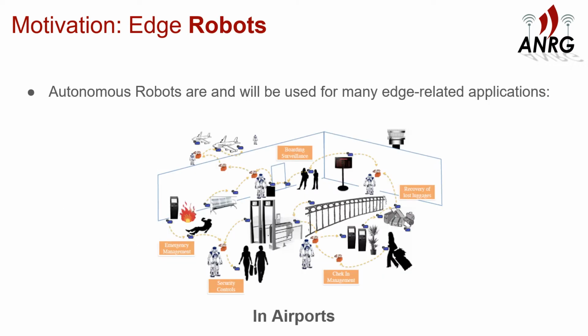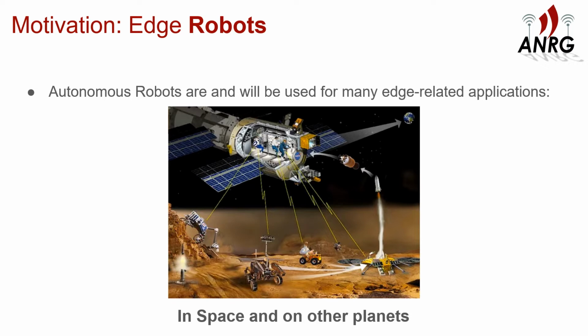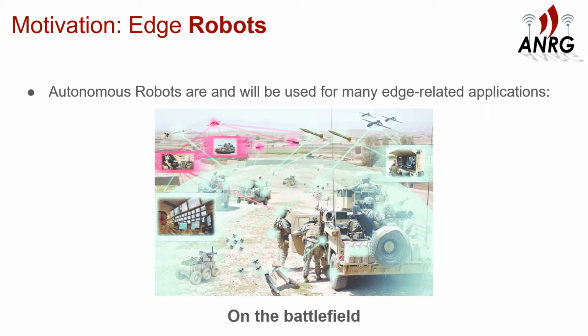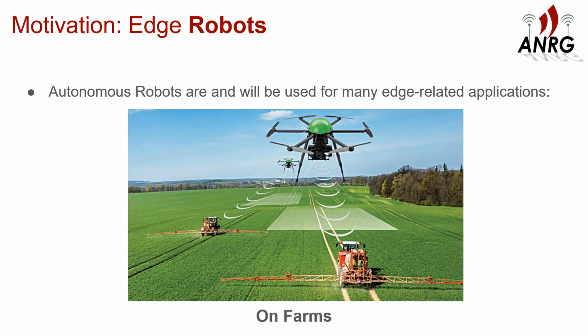On the other hand, autonomous robots are used in all kinds of applications. In airport security, in space and on other planets, on the battlefield, and on farms, just to name a few examples of where distributed mobile robotic systems are used in real-world applications.